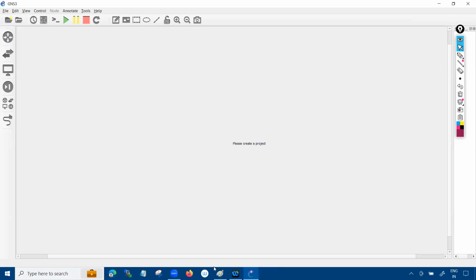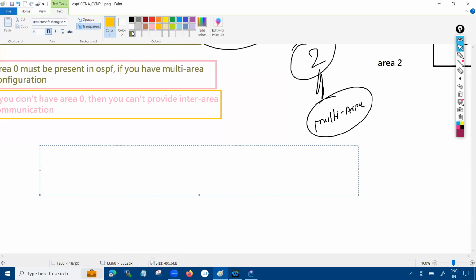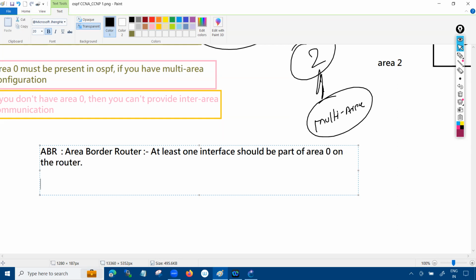Remember, there is a condition to become an ABR, right? ABR is Area Border Router. The condition is what? At least one interface should be part of area 0, right? At least one interface.